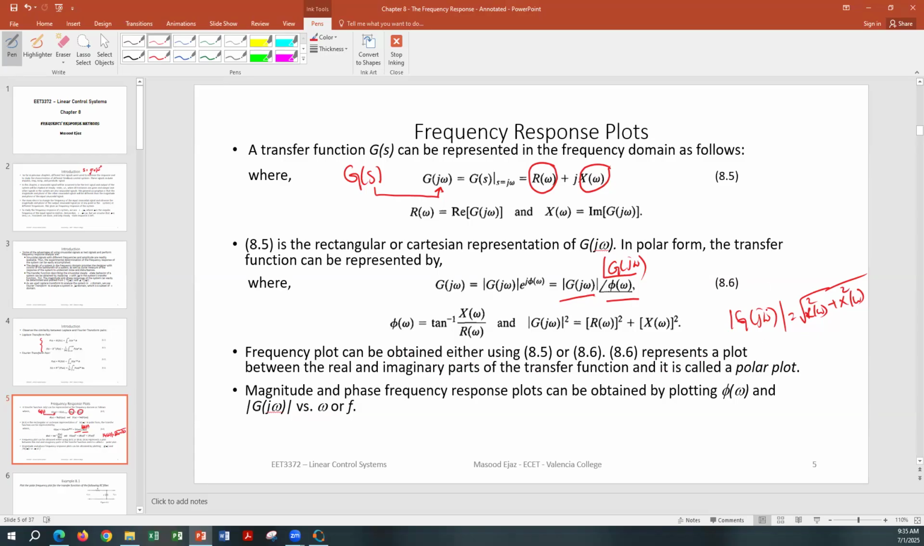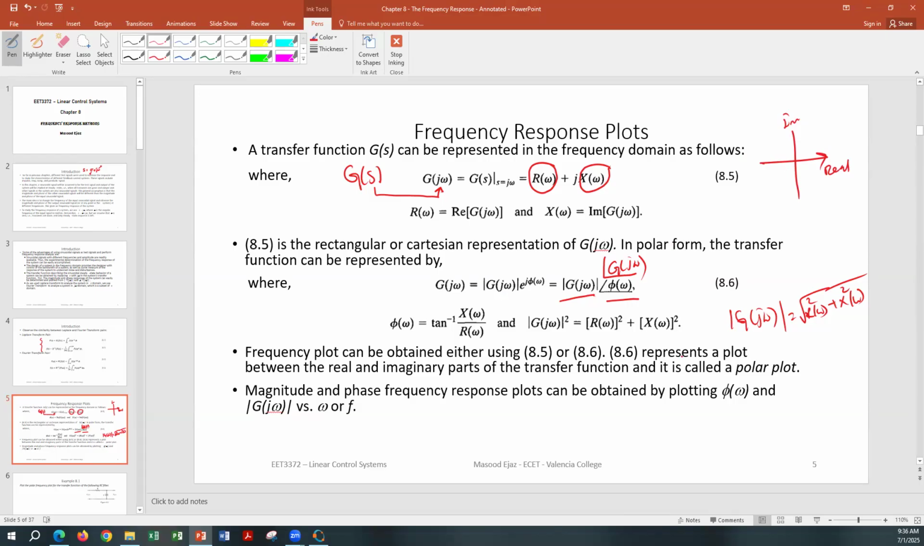And a frequency plot can be obtained either by 8.5 or 8.6. 8.6 represents a plot between the real and imaginary part. It is called a polar plot. So this 8.6 right here, if you are plotting real versus imaginary on the complex plane, so you have a real axis and you have an imaginary axis. And if you're plotting on the complex plane your real value versus imaginary value, or you're plotting magnitude versus angle, that's going to give you a polar plot.